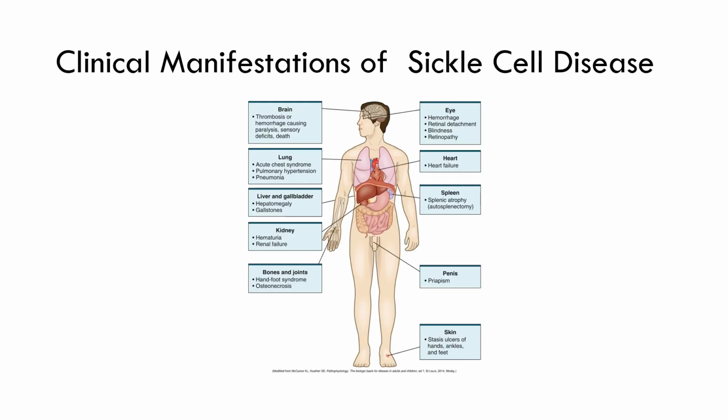So, this image taken out of your textbook really does show some of the clinical manifestations of sickle cell disease. It can have thrombus or hemorrhage in the brain. You could have sensory defects, or it could be death. In the lung, you can have pulmonary hypertension. They can have pneumonia. Kidneys: they can have blood in the urine, hematuria. They can have renal failure.